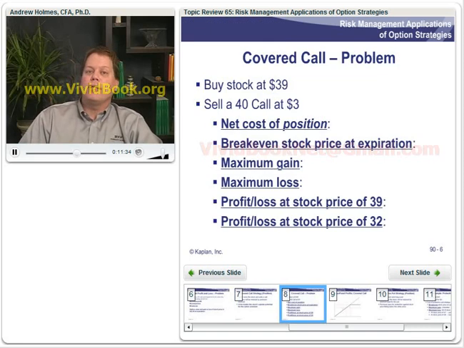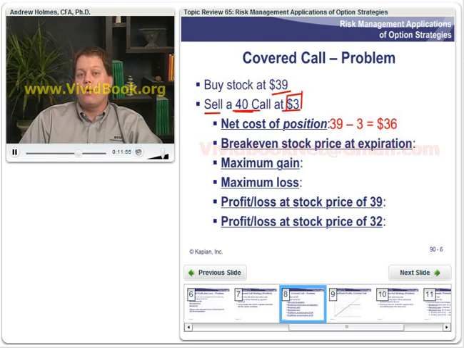So if we do it this way, we're going to buy a stock for $39 and we're going to sell a 40 call for $3. So we're going to bring in $3, right? And then somebody else is going to have the right to buy this from us at a price of $40 if they want to. So what's the net cost of the position? Well, we're just going to pay $39 for the stock. We got $3 when we sold the call. Okay, so we end up $36 into this.